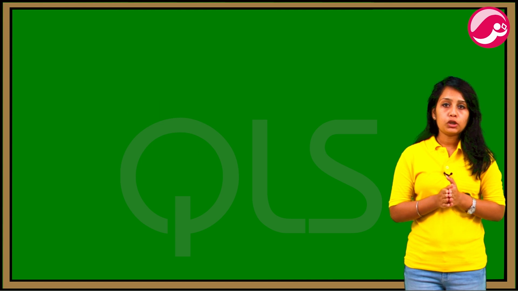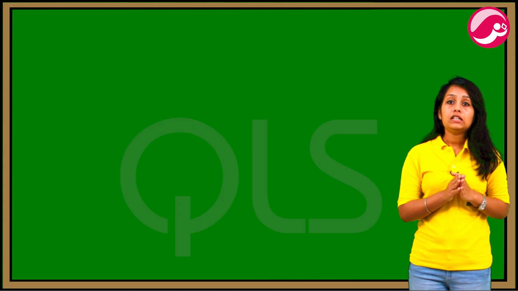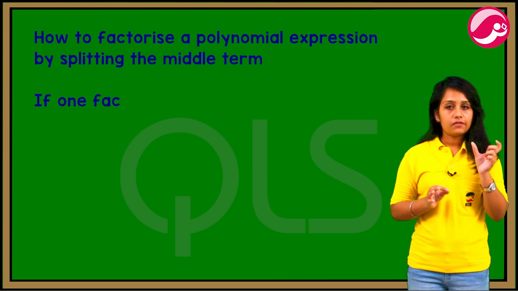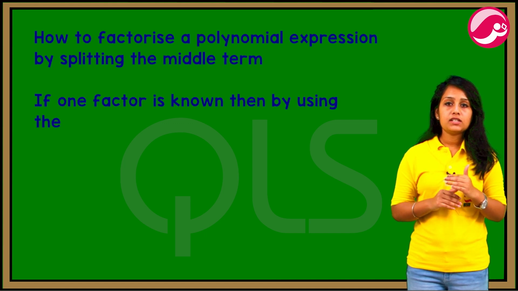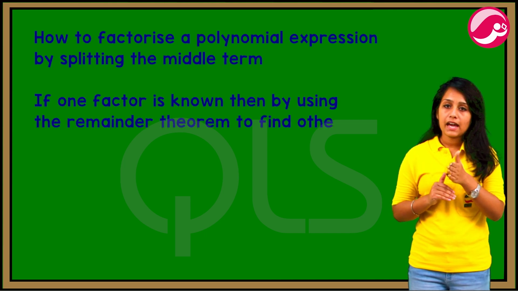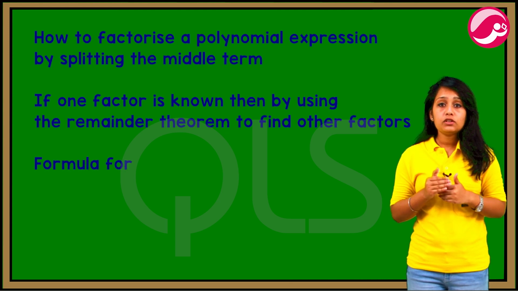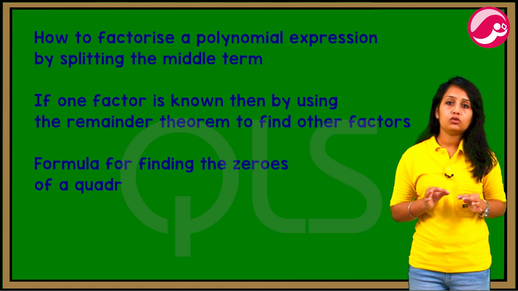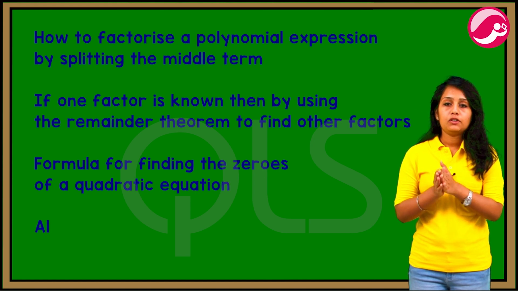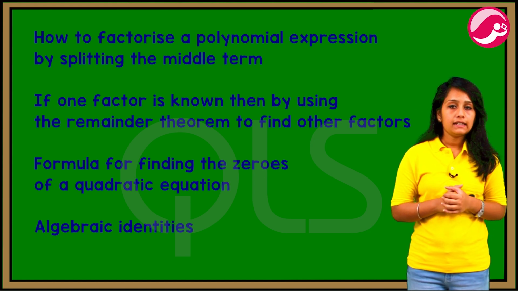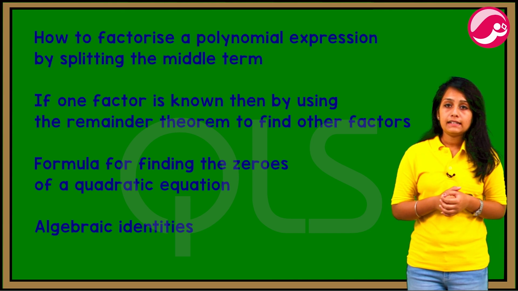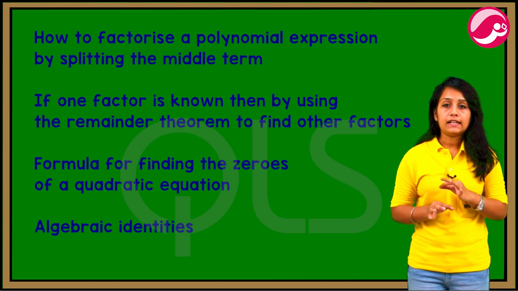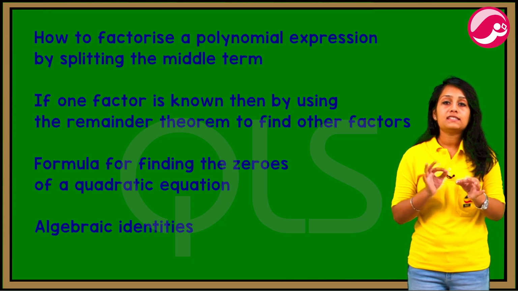Now, let's recall what we learned in this session. We learned how to factorize a polynomial expression by splitting the middle term, or if one factor is known, then by using the remainder theorem, other factors can be found. Or if any one zero is known to us. And at last, we learned a formula for finding the zeros of a quadratic equation. We also got to know about some algebraic identities. Algebraic identities have a wide variety of applications. So, you must learn these identities and use them wherever possible to ease out the problem.